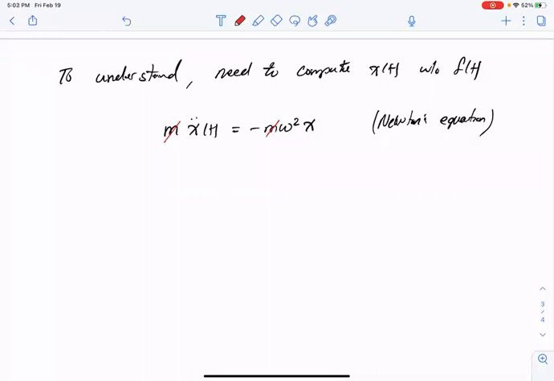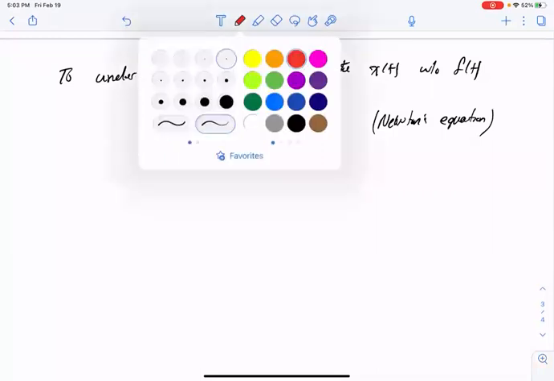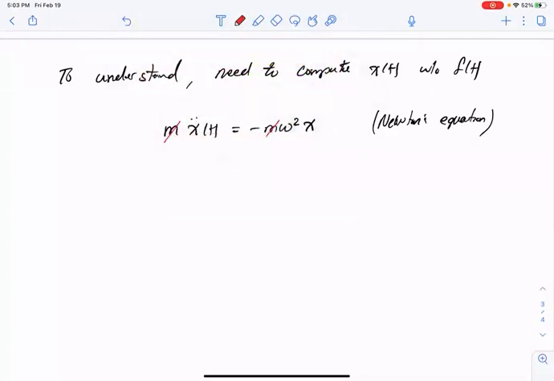Okay, so how do we solve this equation? Does anyone remember how you compute x of t given some initial conditions? Say some initial position. It's a second order ordinary differential equation, so we need two conditions. We could give it an initial position and initial velocity.